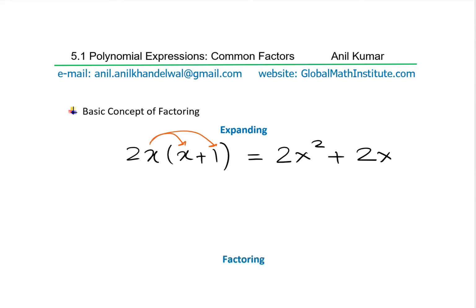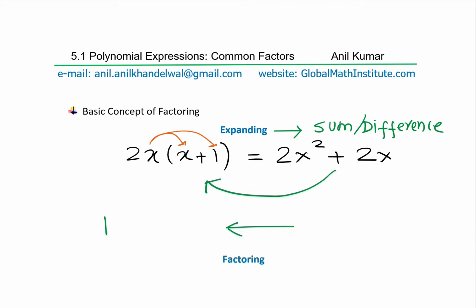Now coming backwards, which is from the expanded form back to this, is what we call factoring. Perfect. So factoring is to write as a product. So in expansion, what we do here, we write as sum or difference. And here, while moving towards factoring, we write as a product. So that is the very basic concept with which let's move forward.